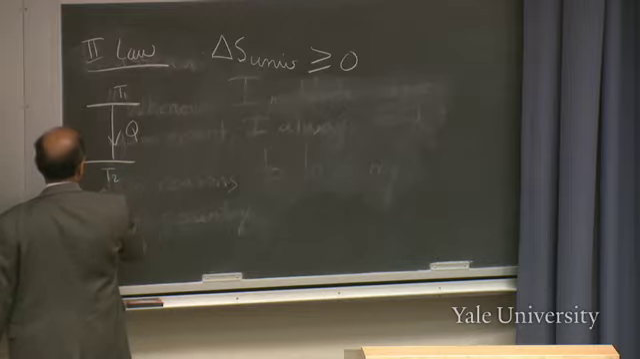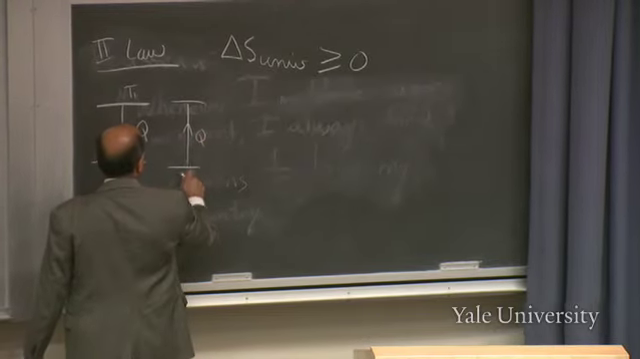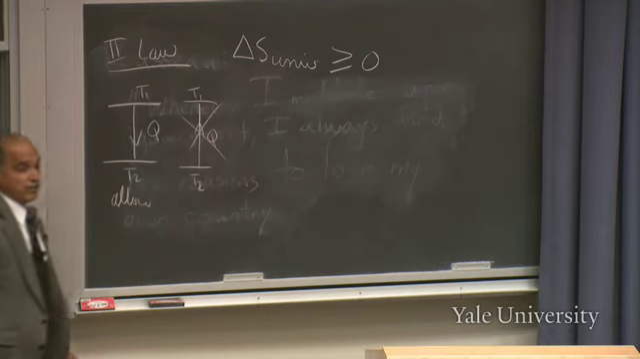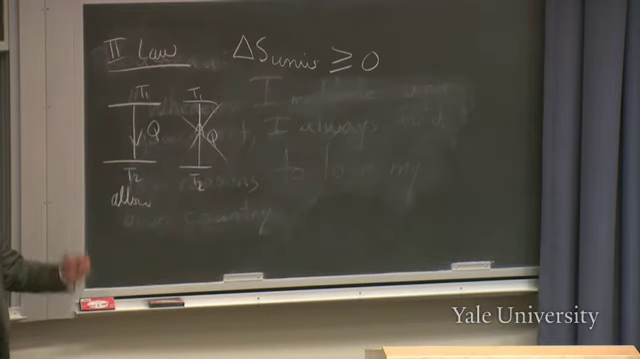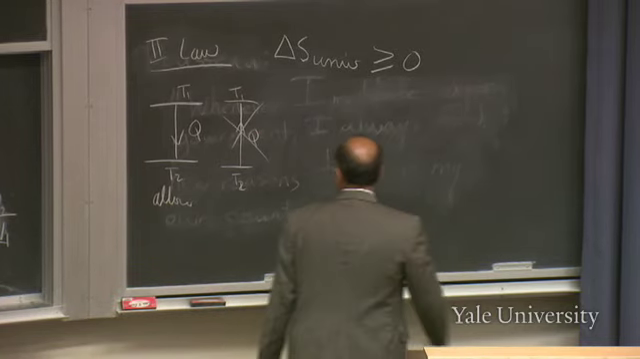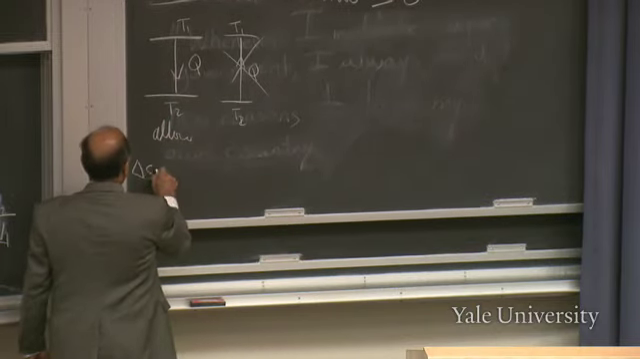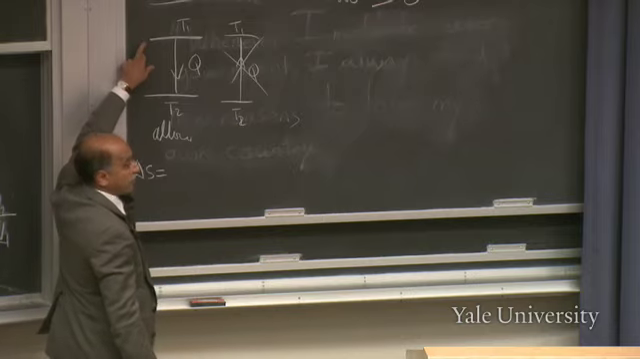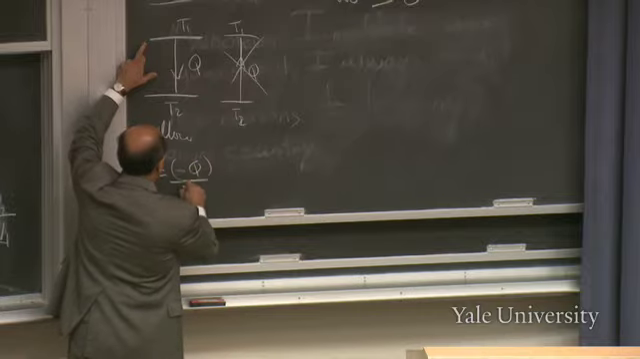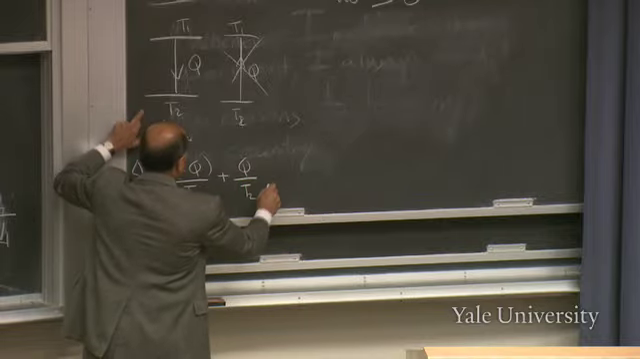I'm sorry, this is allowed, right, according to Carnot. This is not allowed, right? Heat can flow downhill, cannot flow uphill. Let's see the entropy change in the universe for the two cases. In this case, the change in entropy is the following. The upper reservoir lost some amount Q, so delta Q is a negative number, at some temperature T1.